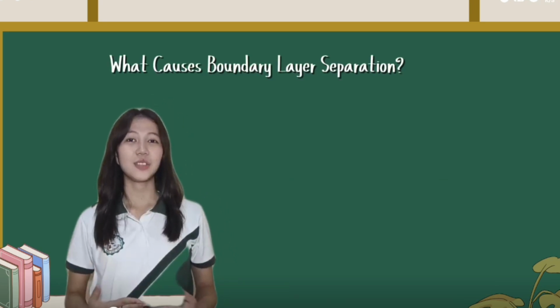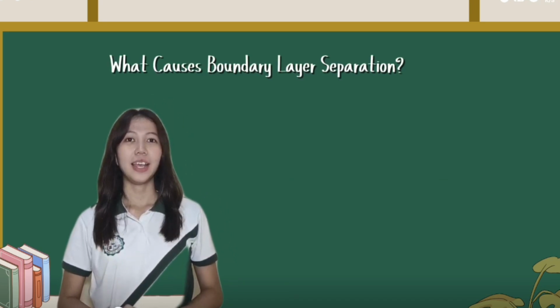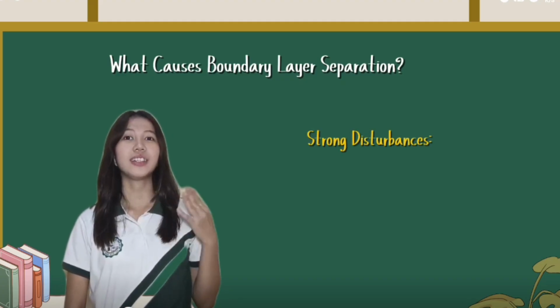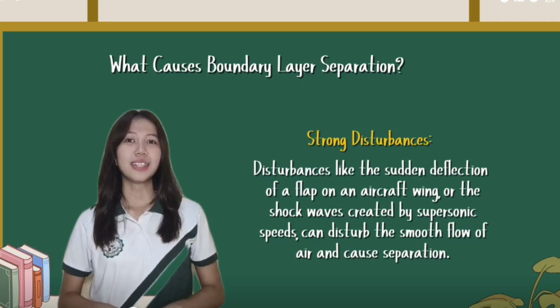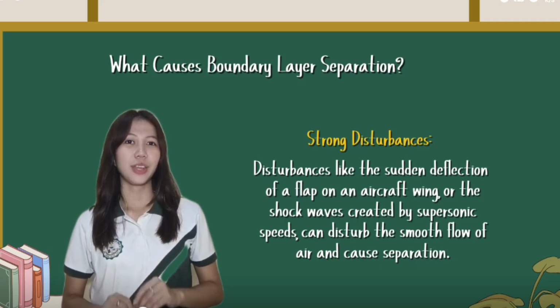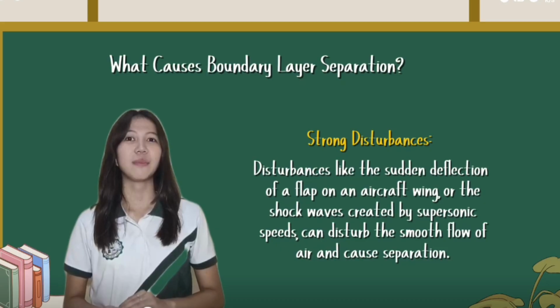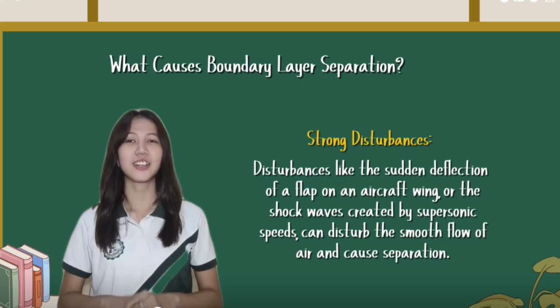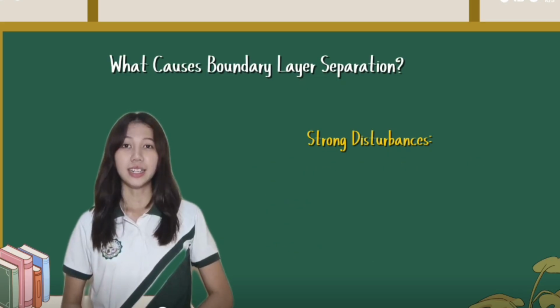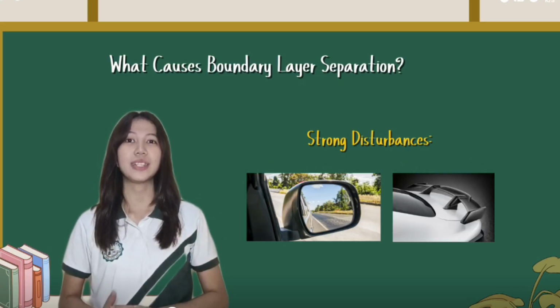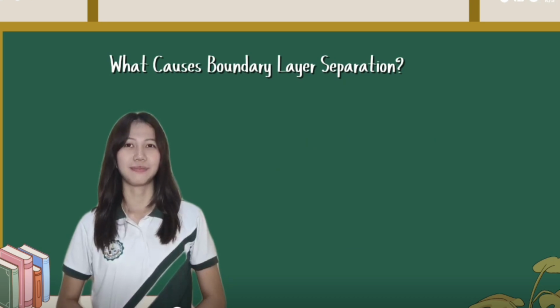Now let's discuss what leads to this separation. There are a few key factors at play. First, we have the strong disturbances. Disturbances like the sudden deflection of a flap on an aircraft wing or the shock waves created by supersonic speeds can disturb the smooth flow of air and cause a separation. In cars, elements like side mirrors or spoilers can also create disturbances that disrupt the airflow.